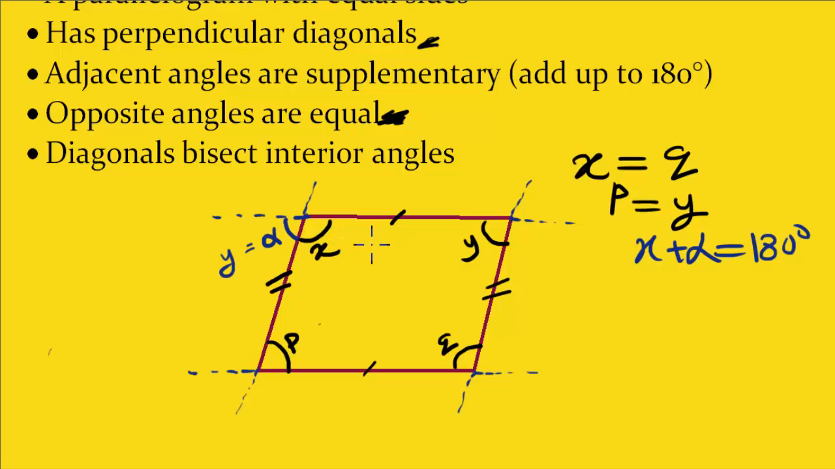So what that means is that, as I said, x plus alpha is 180 degrees just because they're adjacent. But alpha is now y. That means x plus y is 180 degrees.